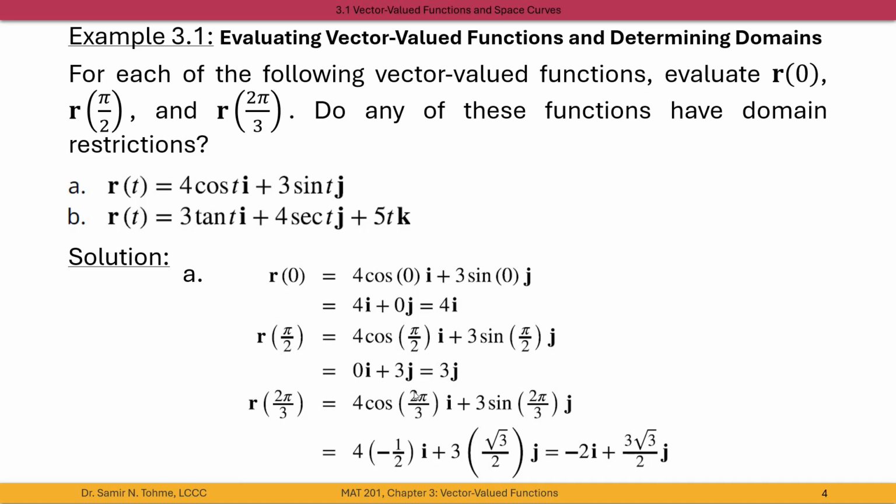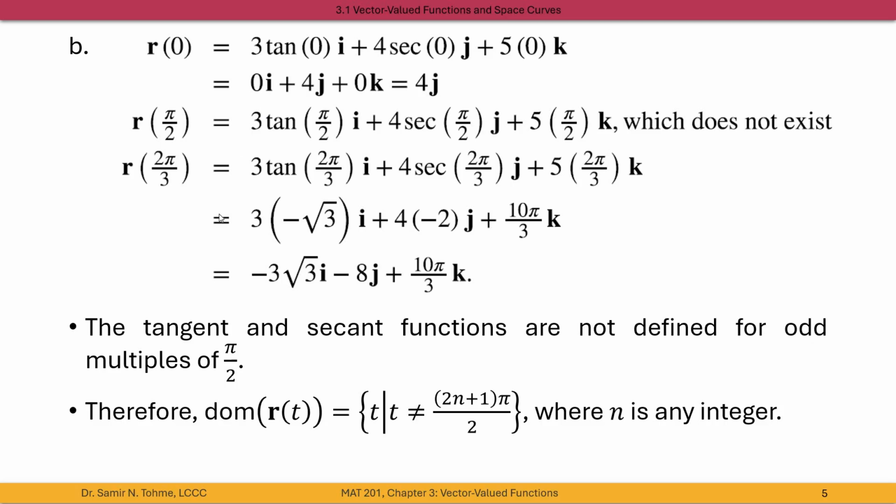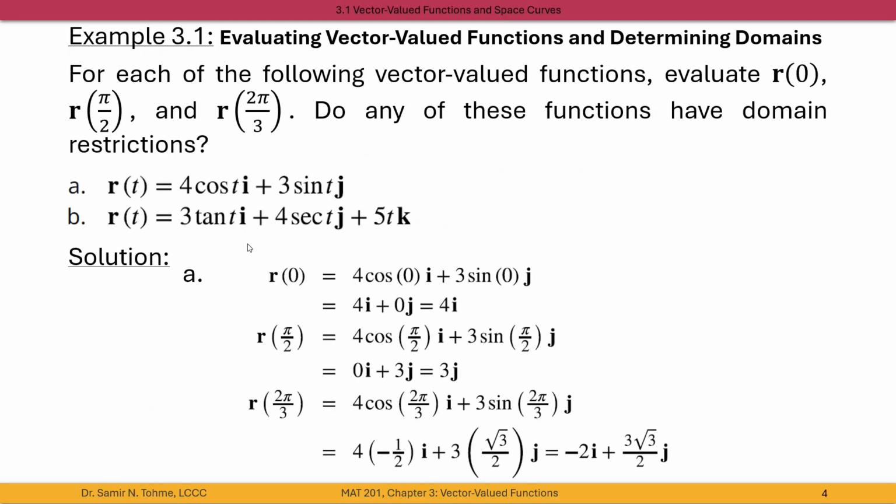R of 2 pi over 3, replace it also in the x and y components and calculate, you're gonna get this result. Now, is there a domain restriction? No, there's no domain restrictions. The function is valid at all values of t. Now, for the second part, we have this function.